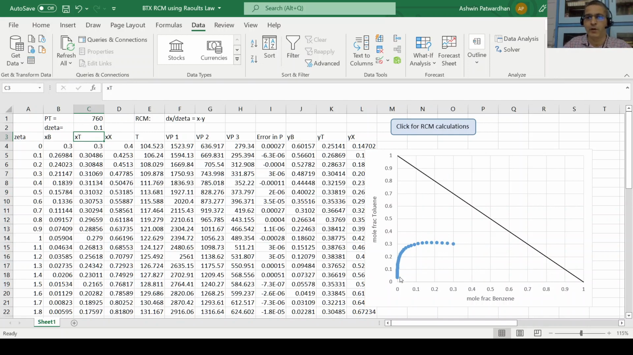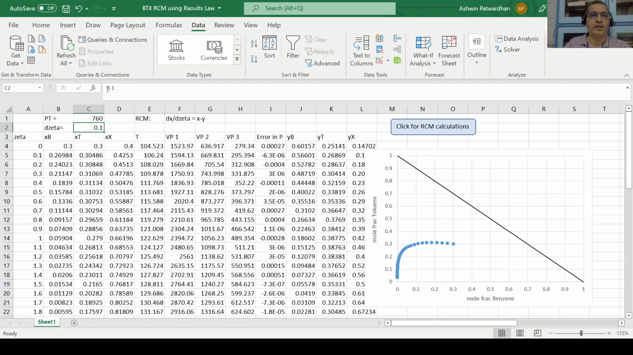What we have done is plot it on a ternary diagram. The x-axis is the mole fraction of benzene. The y-axis is the mole fraction of toluene. So this vertex is pure benzene, this vertex is pure toluene, and this vertex is pure xylene. Now this is how the residue compositions are changing. So this is the residue curve starting with 0.3, 0.3 and 0.4.